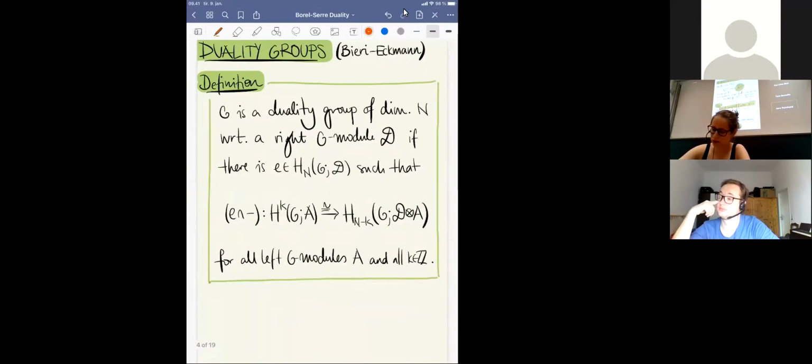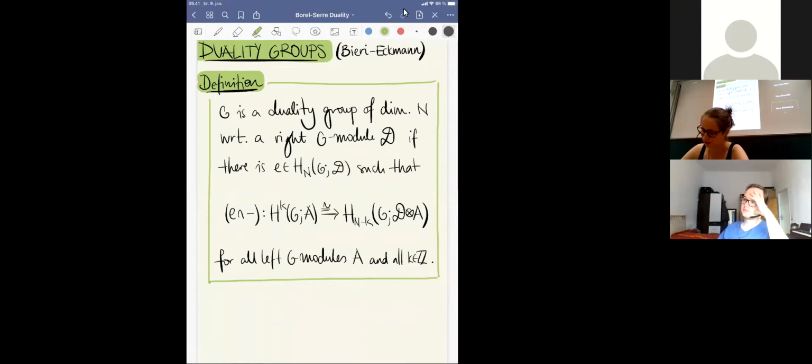So first of all, this notion of duality groups. This is due to Bieri-Eckmann. I think there's a slide. If it's too annoying when there's this lag, then let me know, because things are going a little bit faster on my screen. This was done around the same time as Borel-Serre did theirs. I think the papers are from '73, both of them.